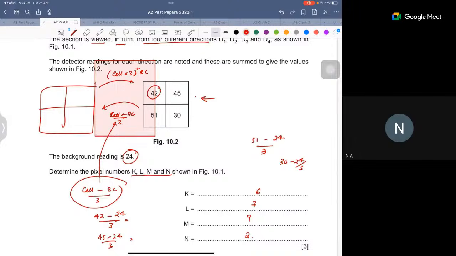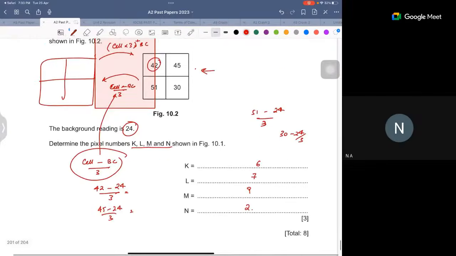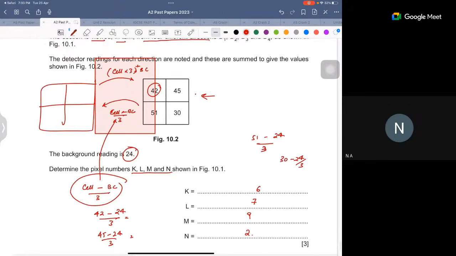Anyway, so going to the next. Sir, how much of that do we need to know? Sir, M is 2 and N is 9. Okay, whatever you say. You just need to know this. That's it.